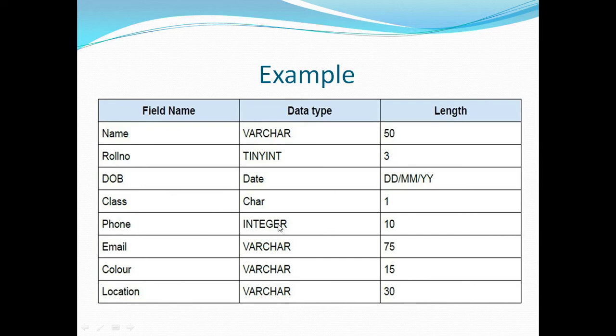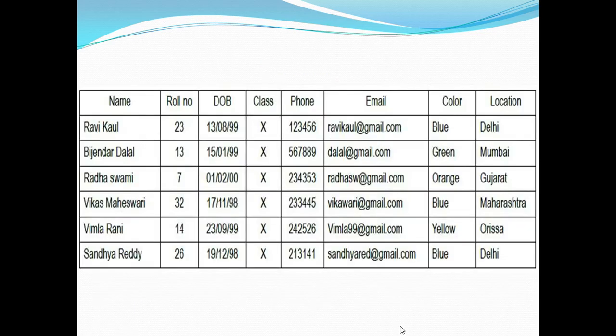For phone number, we have taken integer data type and the length is 10. Mobile phone numbers have only 10 digits, so we have taken 10 as the length. As soon as you try to type 11, it will not take the data. Email is varchar, color varchar, and location varchar, and we have given the length also. So when we create this table, it will come in this way: all the field names, name, roll number, date of birth, class, phone, email, color, and location. Now the table is created and we have inserted the data also.